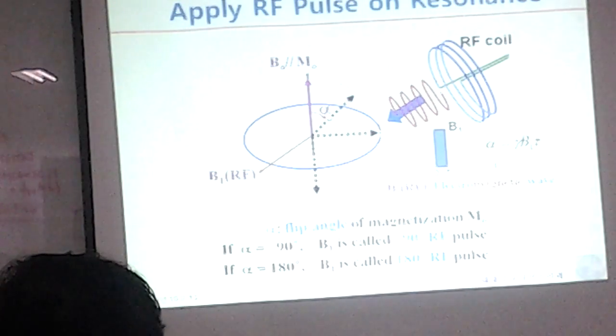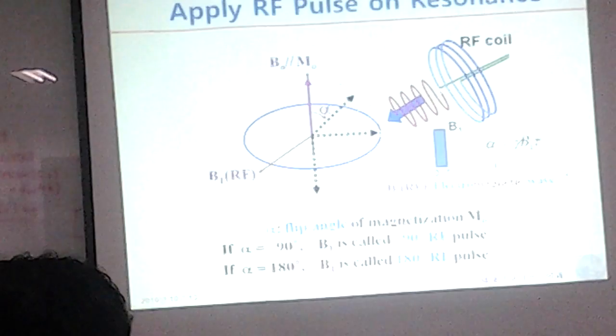The flip angle alpha is determined by the strength of the RF pulse and the width of the RF pulse. And the equation which determines the flip angle is like this: alpha equals gamma B1 tau, where B1 is the strength of the RF pulse and tau is the width of the RF pulse. Okay. I think this equation was also discussed in the last class.